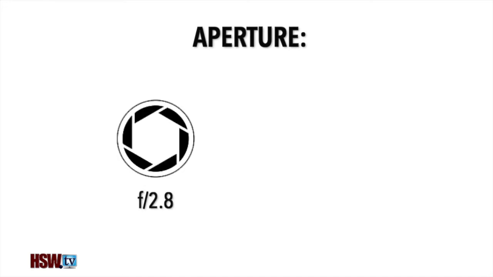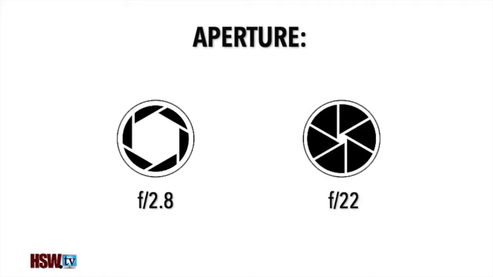Here's where apertures and f-stops could get a little confusing. A smaller f-stop number, such as 2.8, actually has a larger opening, allowing in more light. Likewise, a larger f-stop, such as f22, has a smaller opening, allowing less light. Don't worry if you're confused. Trust me, this will become second nature over time.